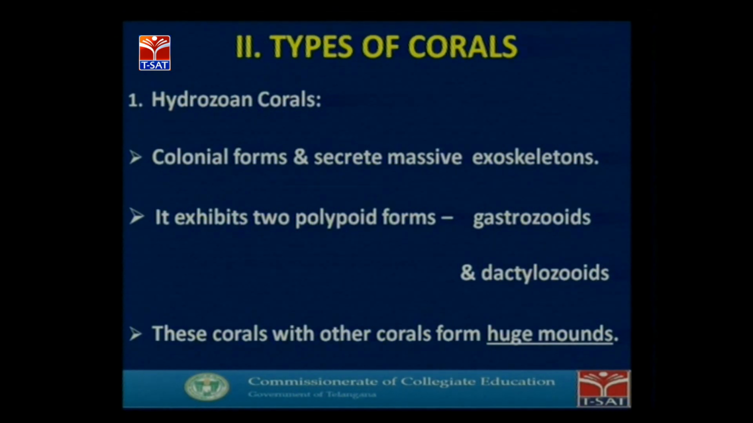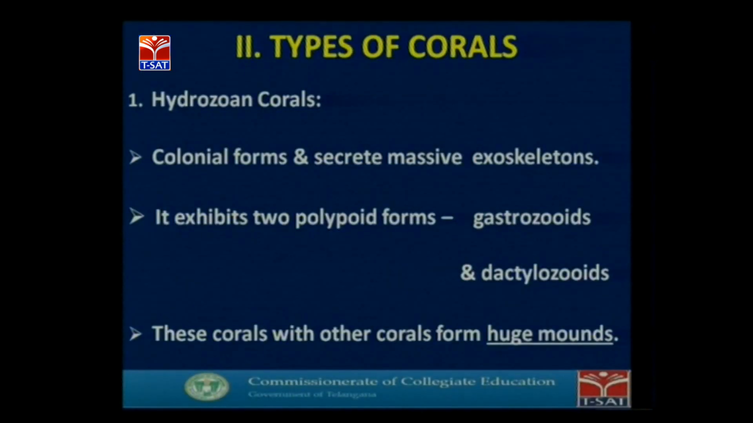And coming to some more details of hydrozoan corals, they are colonial forms that secrete large amount of exoskeleton. It exhibits two polypoid forms, namely gastrozoids and dactylozoids. Gastrozoids are individuals which are concerned with feeding, whereas dactylozoids are concerned with protection. These corals, that is hydrozoan corals, along with other corals, form huge mounds.